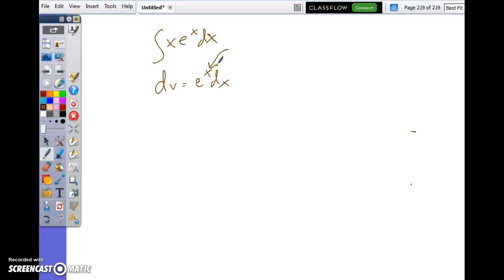So far, so good? All right. So now I want to know what v is, so I'm going to integrate both sides. And I get v is equal to e to the x. So far, so good? Okay. You ignore the plus c. What? You ignore the plus c. Yeah, the c's are going to appear and disappear throughout this process. We don't need to worry about them.